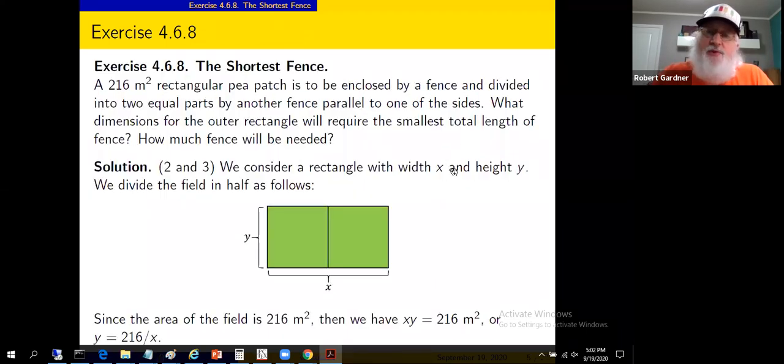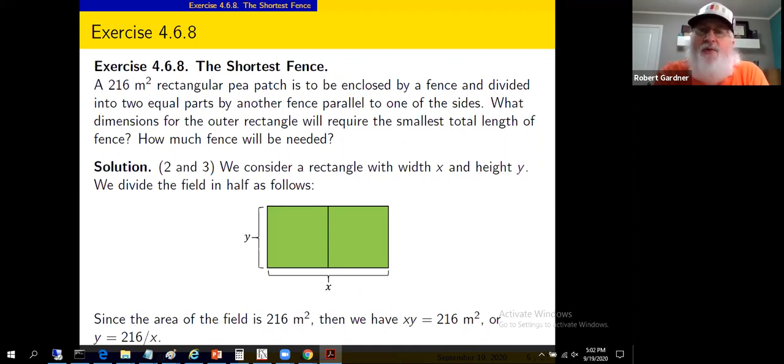Let's go back to the picture. X, let's see, what is it? The field has an area of 216 square meters. Certainly X can't be 0. If X is 0, then there is no area. So we get a problem here. X can't be 0. X is a length, it can't be negative. So X would have to be greater than 0.